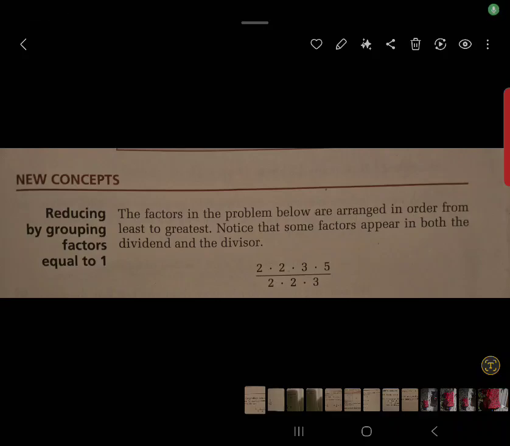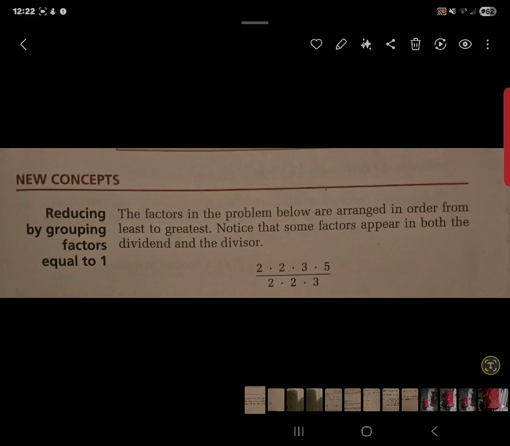Right, ladies and gentlemen, this is the first part of lesson 54 on page 287. This is another lesson that's two parts. The first thing we're going to do is reduce by grouping factors equal to 1. And then we're going to be dividing fractions. And I'm actually going to teach it a little bit different than they do in the book when we're dividing fractions. But stay tuned for that.